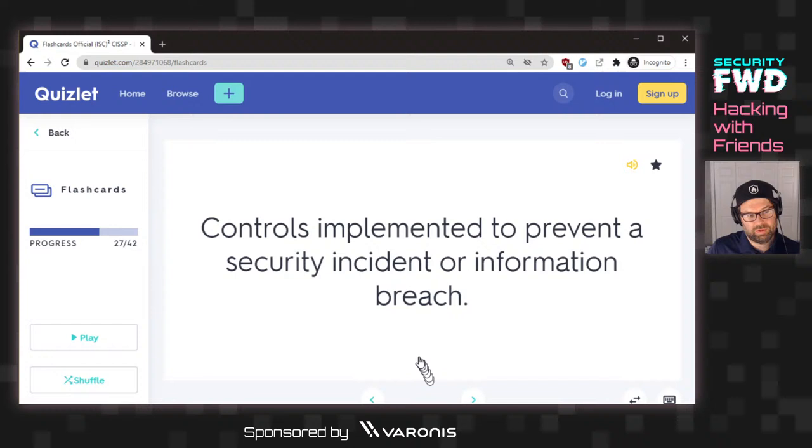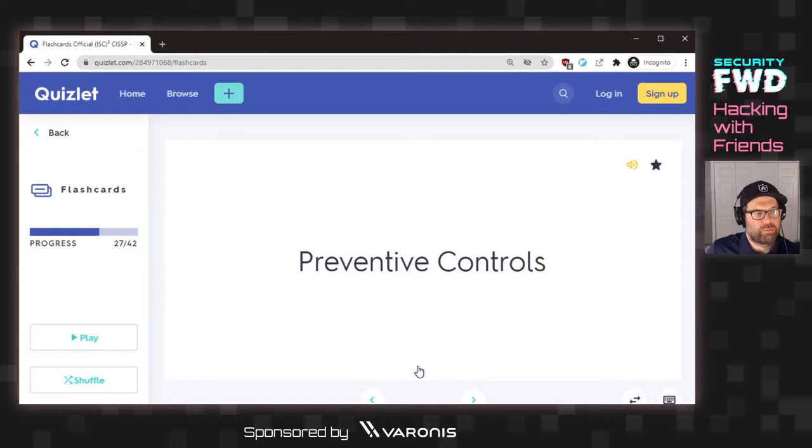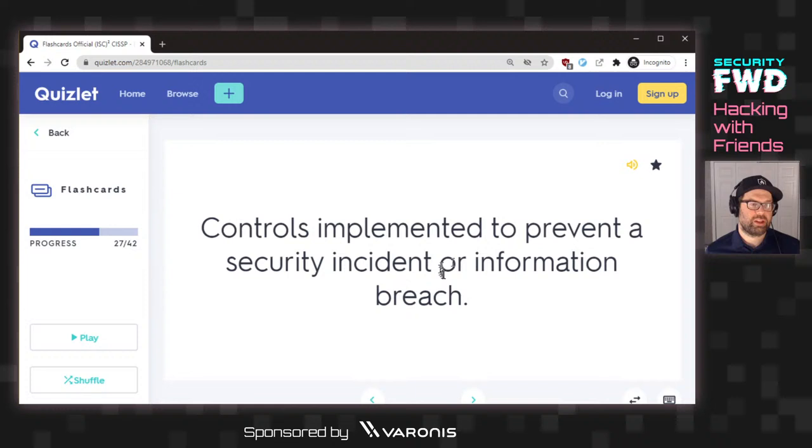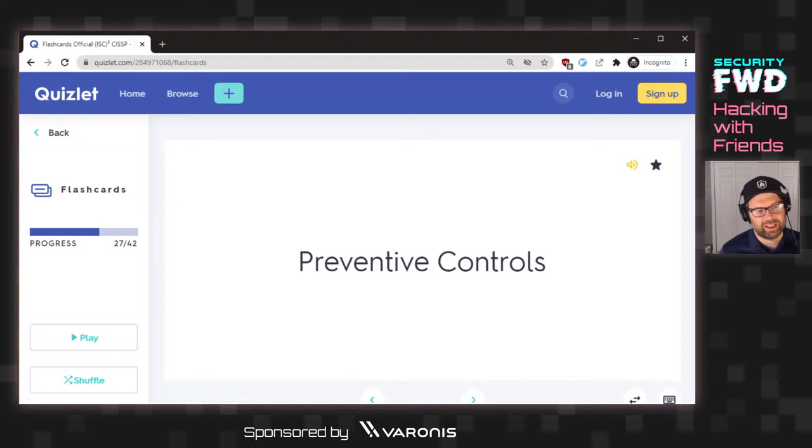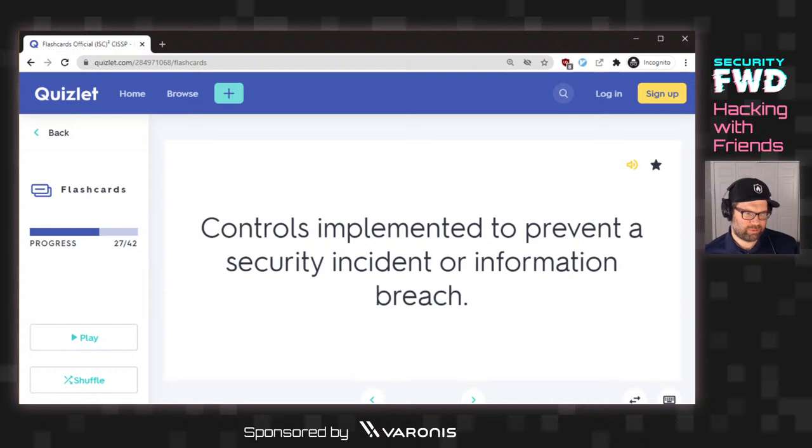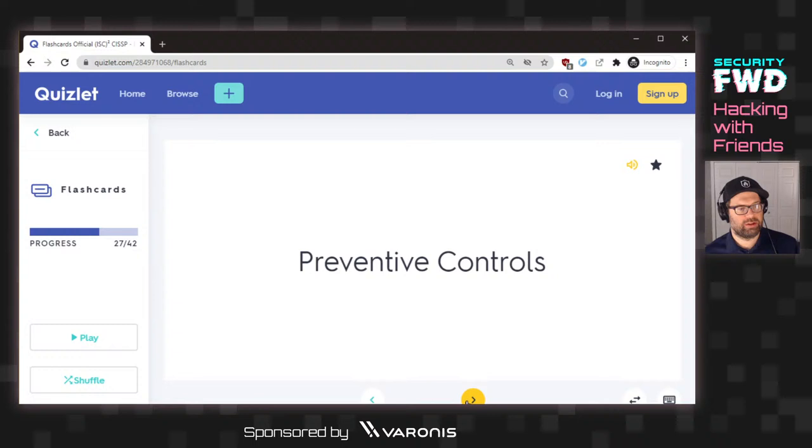Preventative controls. Man, I need a list of controls. Okay, controls implemented to prevent a security incident or information breach. Preventative controls. I was going to say this is all controls, but it does make sense, especially in the context of having restorative controls. It makes sense that this is preventative, but these are so tricky. That could almost just as easily be a deterrent control. Deterring someone from creating a security incident sure seems like a way to prevent it, but okay. We will go with preventative controls.